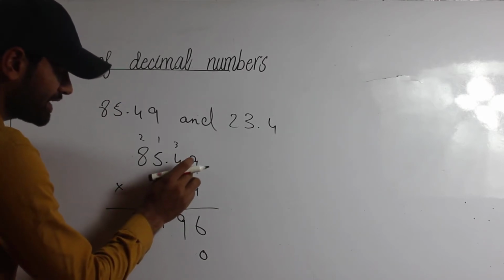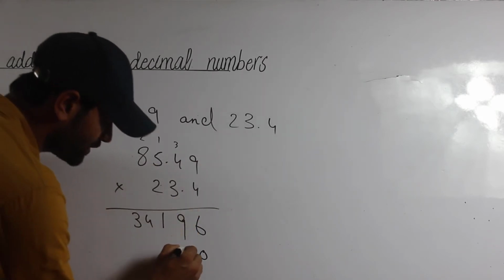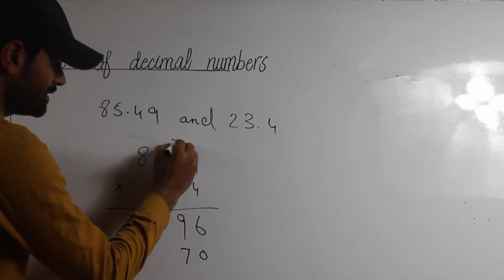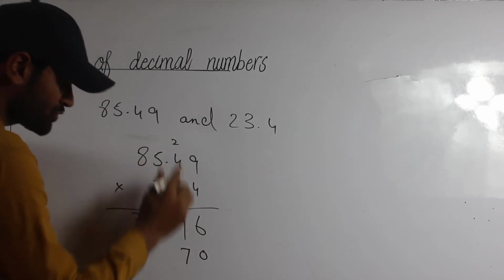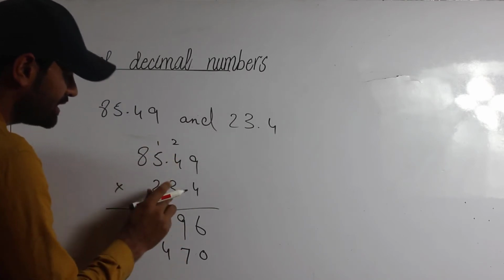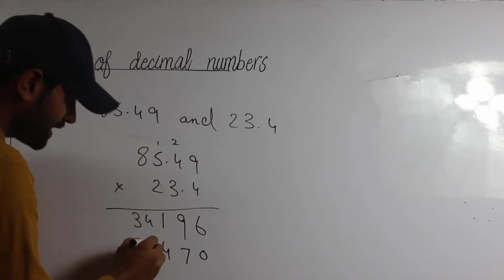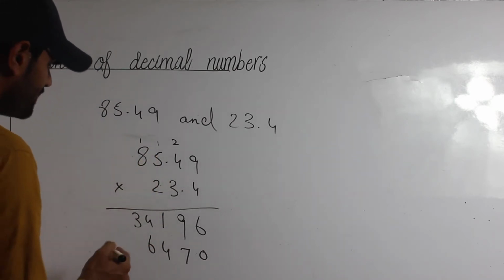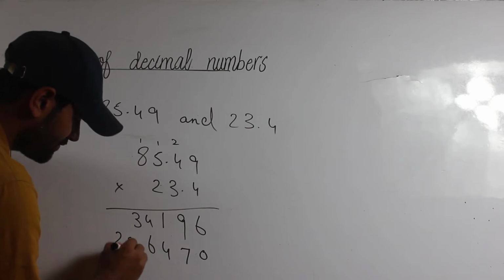Then multiply with the 3 whole term. 3 9s are 27, put 7 and carry 2, 3 4s are 12, 12 plus 2, 14, carry 1, 3 5s are 15, 15 plus 1, 16, again carry 1, 3 8s are 24 plus 1, 25.